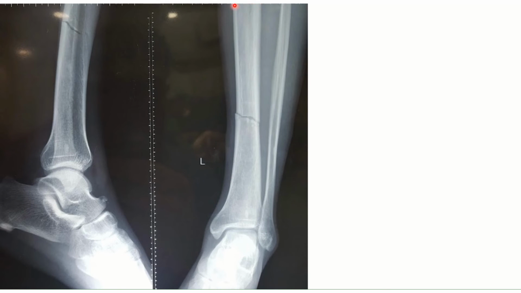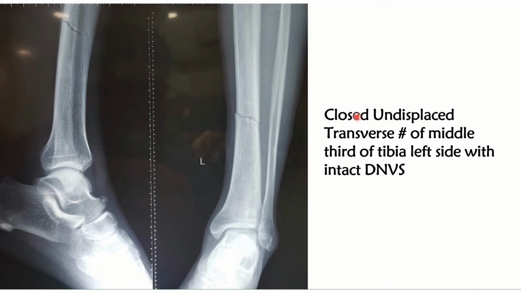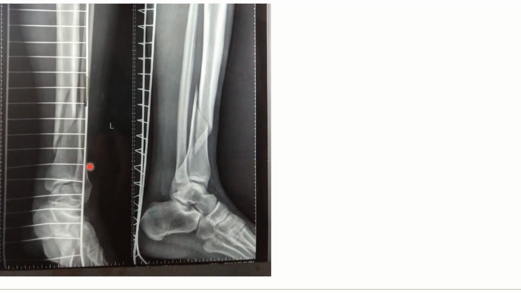It's not a complete leg. You are able to see only half of the leg and the ankle joint. There is a fracture here of the tibia. It's an undisplaced complete transverse fracture of the middle third. So you can say closed, as you have seen the patient also. So closed undisplaced transverse fracture of the middle third of the tibia on the left side with intact DNVS, distal neurovascular status.